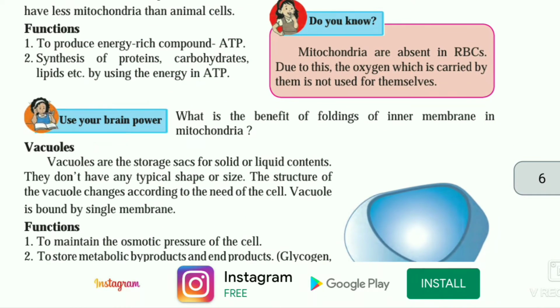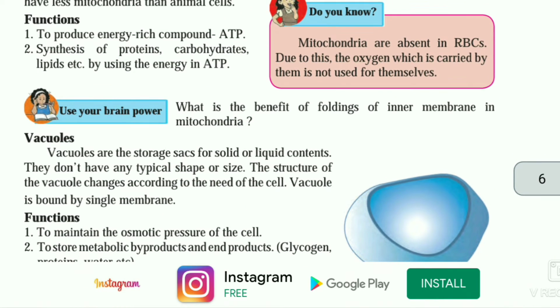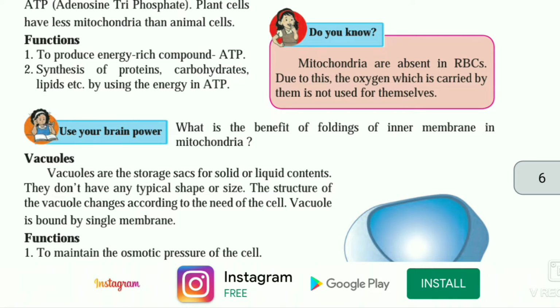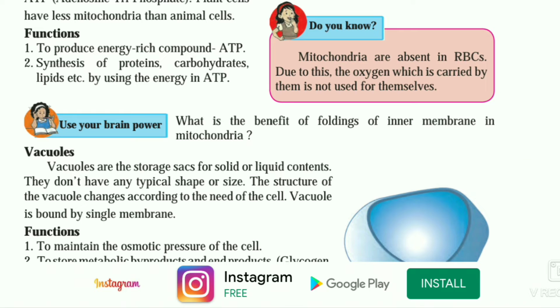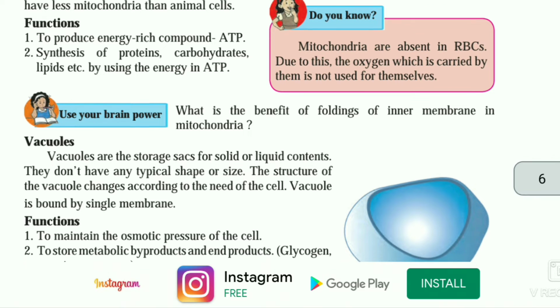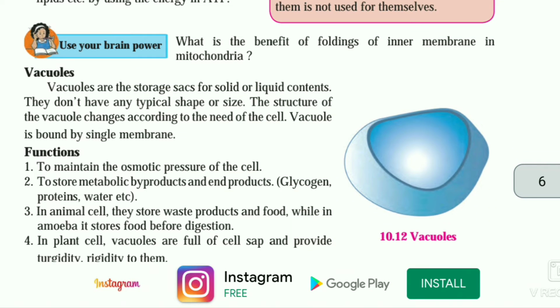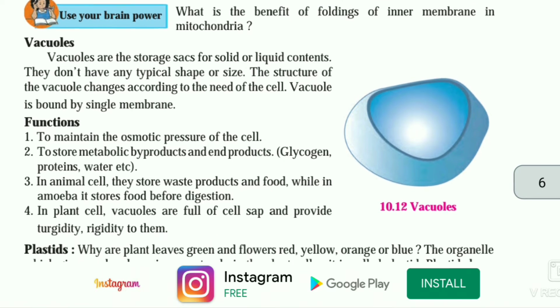Functions of mitochondria: 1 number, to produce energy-rich compound ATP. 2 number, to synthesize proteins, carbohydrates, lipids etc. by using the energy in ATP. Do you know mitochondria is absent in RBC, due to this the oxygen which is carried by them is not used by themselves. Use your brain power. What is the benefit of folding of the inner membrane in mitochondria?